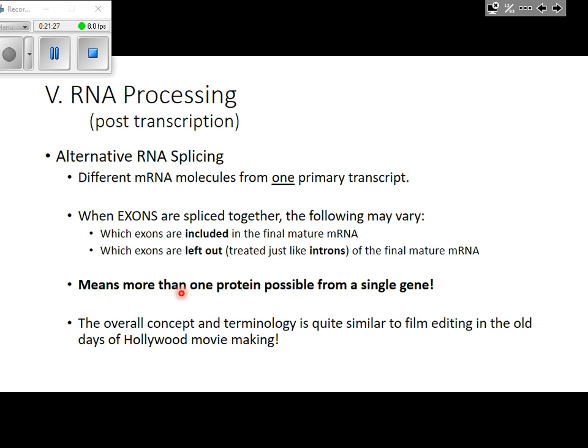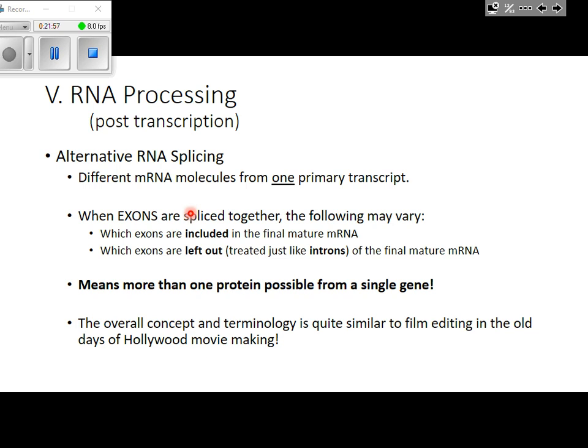Okay, now I haven't even told you the coolest thing about RNA splicing, and this again is very similar to what happens with film editing. It turns out, we've learned this fairly recently, I'd say the last 15 years or so scientists have started learning about this, is that when you edit RNA, it's not always edited the same way. So the same gene, after transcription, can be edited different ways in different cells.